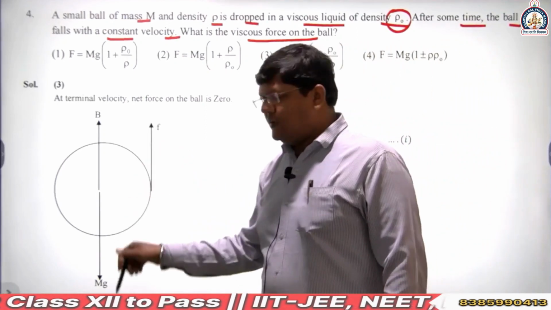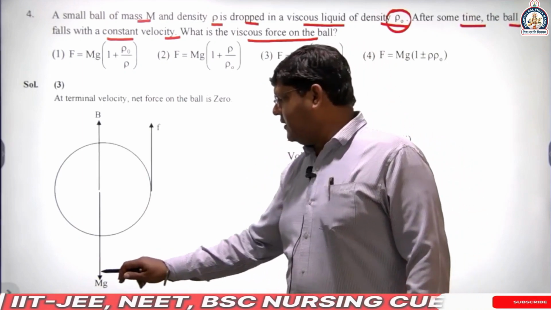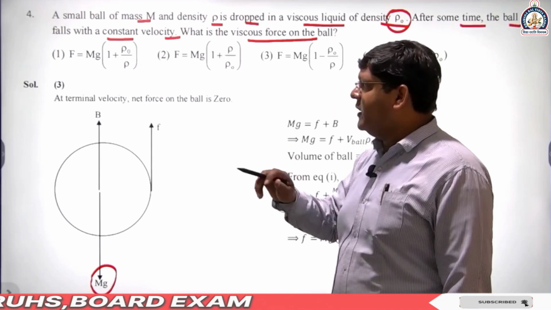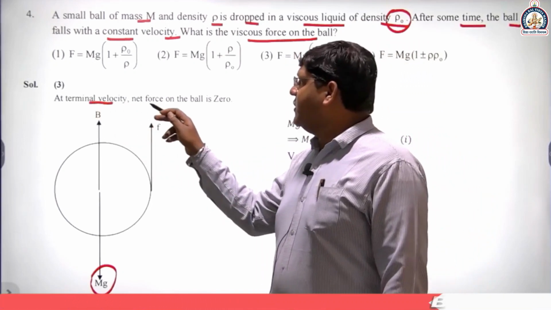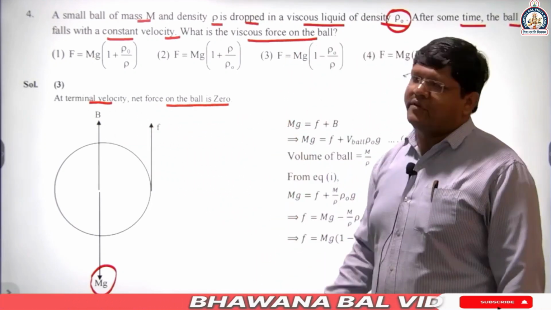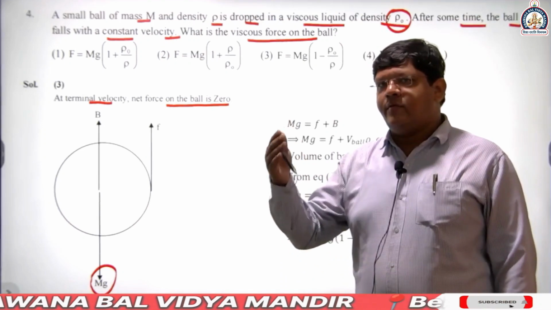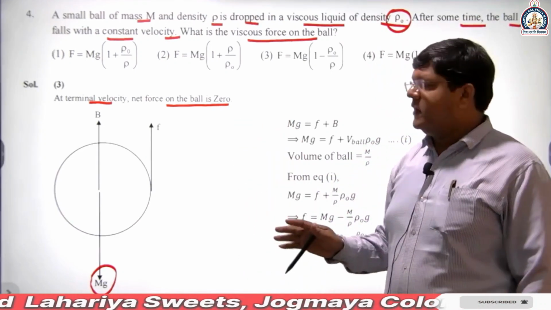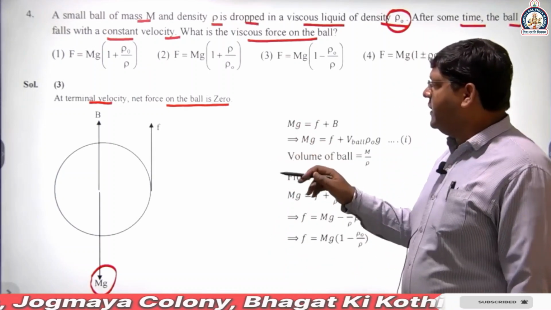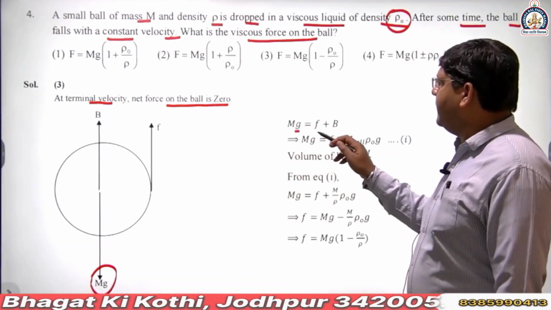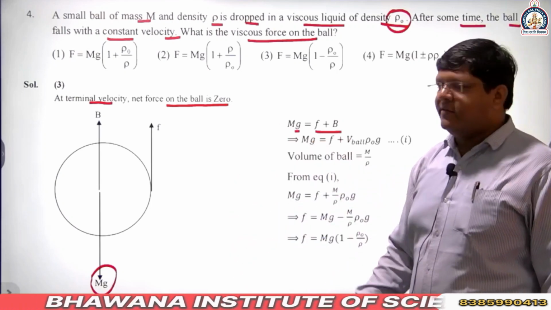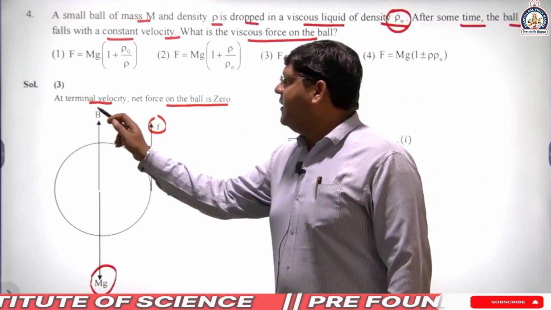When the ball is put in a viscous fluid, its weight will act in the downward direction and the viscous force will act in the upward direction. At terminal velocity, the net force on the ball is 0. When the ball is moving with terminal velocity, the net force is zero. So, we can write mg counterbalances F and B. Mg is acting in the downward direction, whereas F and B are acting in the upward direction.